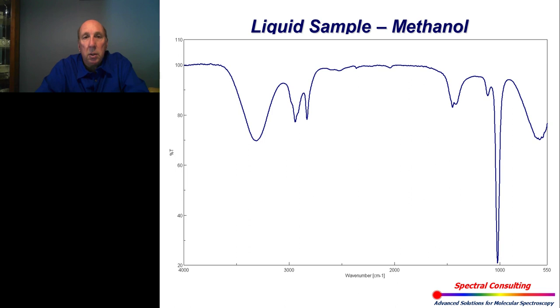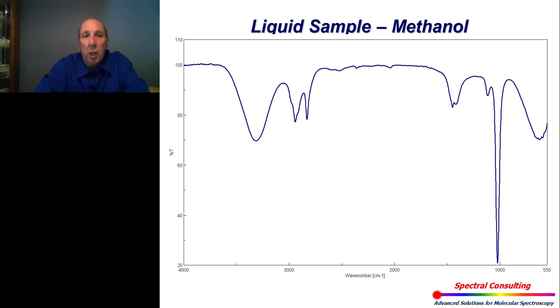So here's an example of a methanol spectrum collected using the diamond ATR. And you can see we've lost no information here in that dead region from 1600 to 2500 that we saw in that one slide concerning spectral ranges.